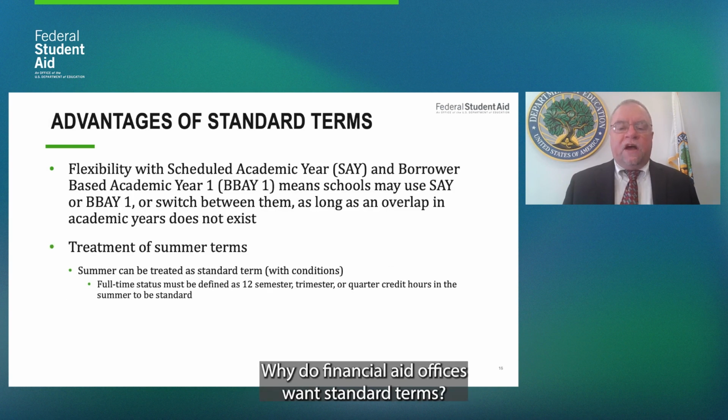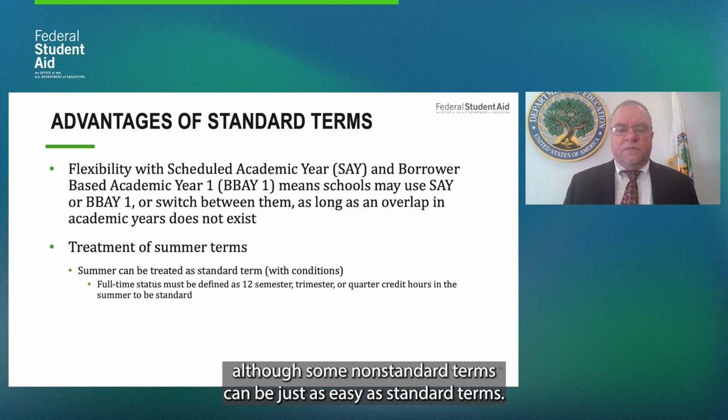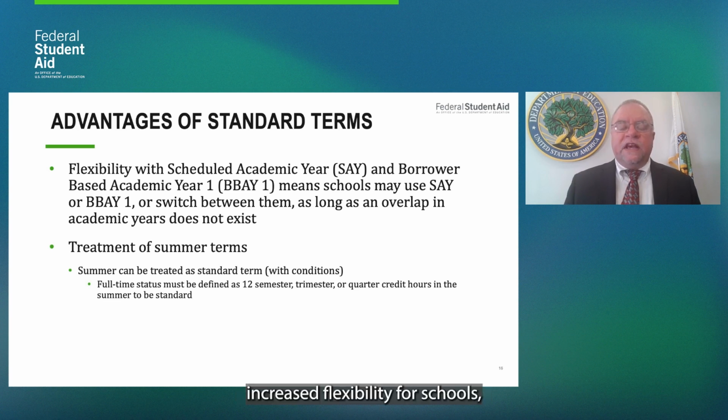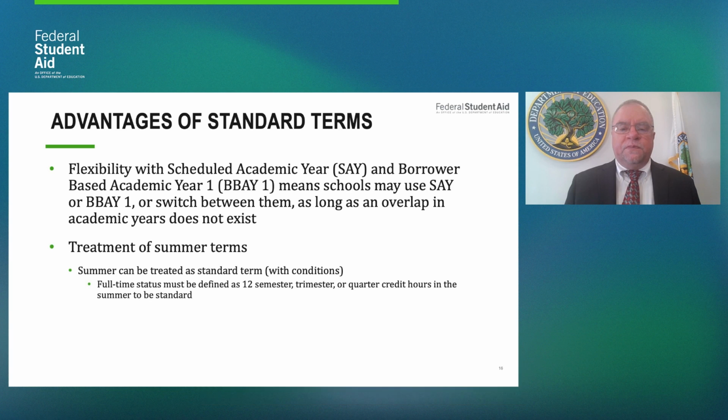Why do financial aid offices want standard terms? Because generally they simplify Title IV administration, although some non-standard terms can be just as easy as standard terms. The 2019 change in the definition of standard terms increased flexibility for schools and meant that more of you can utilize the advantages of standard terms.